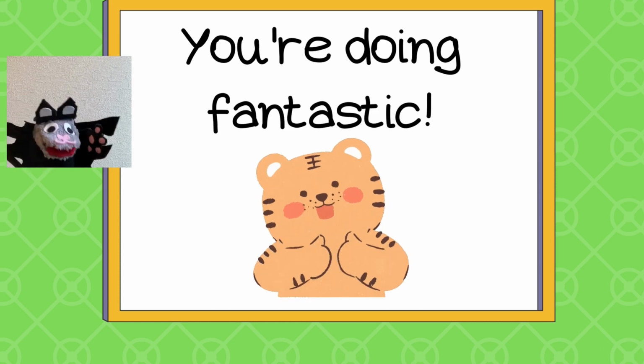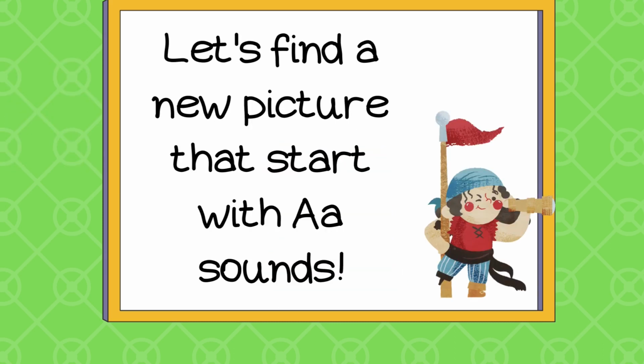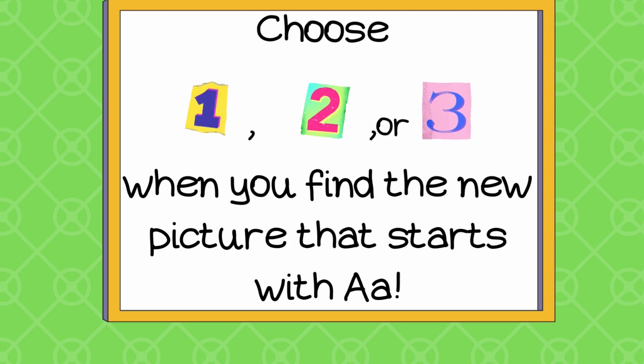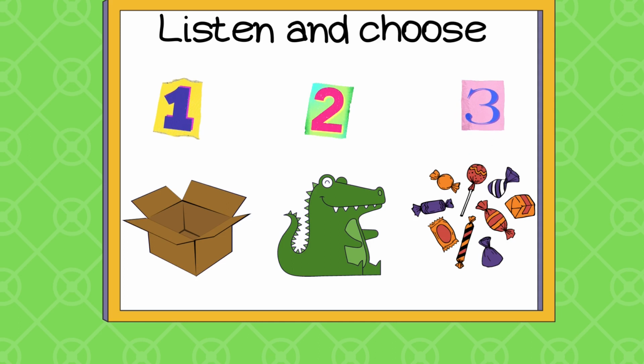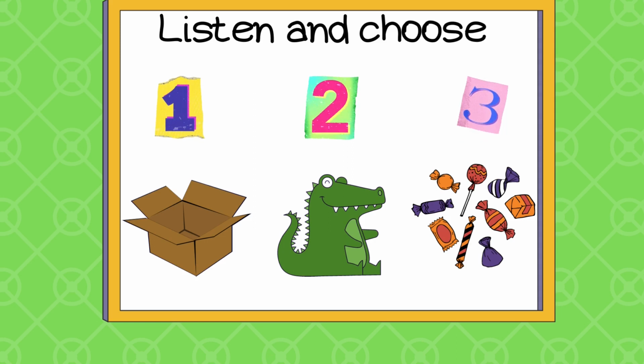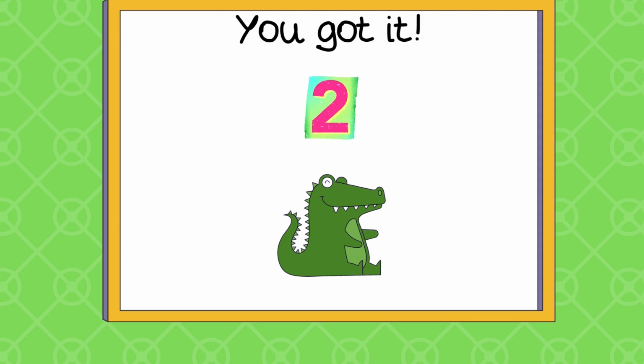You're doing fantastic. Let's find new pictures that start with A sound. Choose 1, 2, or 3 when you find the new picture that starts with A. 1. Box. 2. Alligator. 3. Candy. You got it!